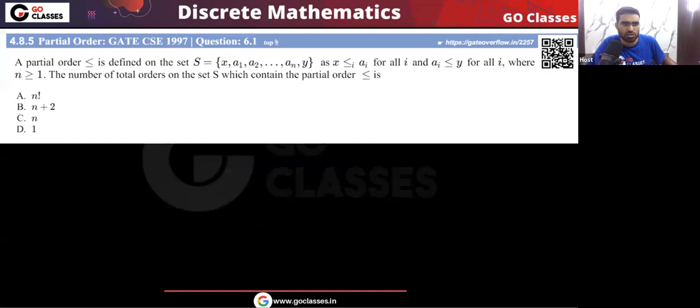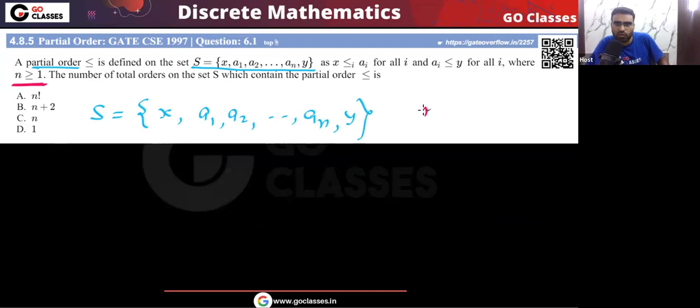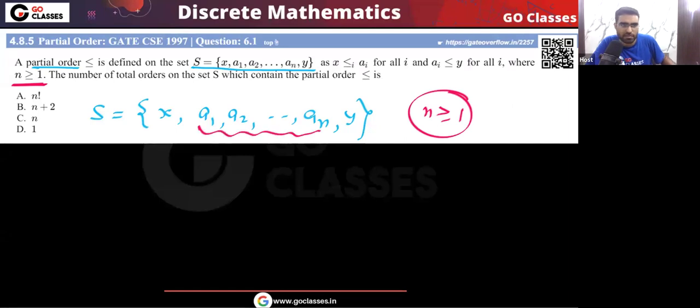Now you solve this question. You have a partial order defined on this set: X, then A1 and so on up to AN, and there is Y. The question says n is greater than or equal to 1, because basically you have at least one A. This statement means you have at least one Ai.